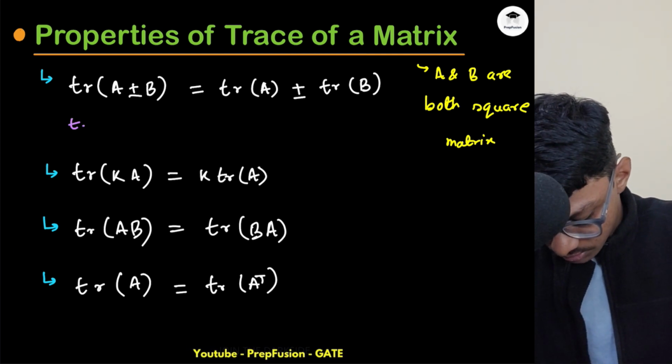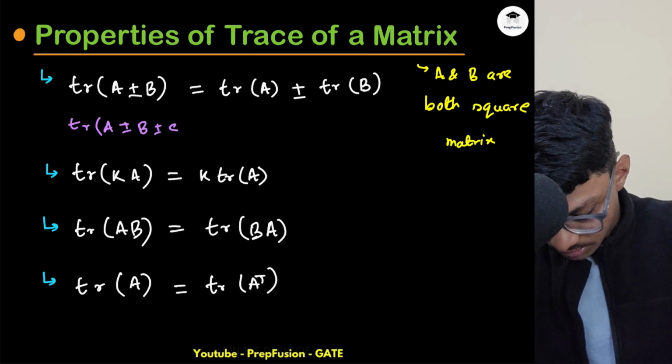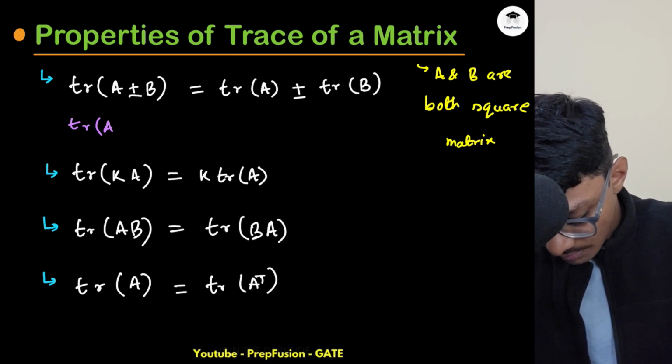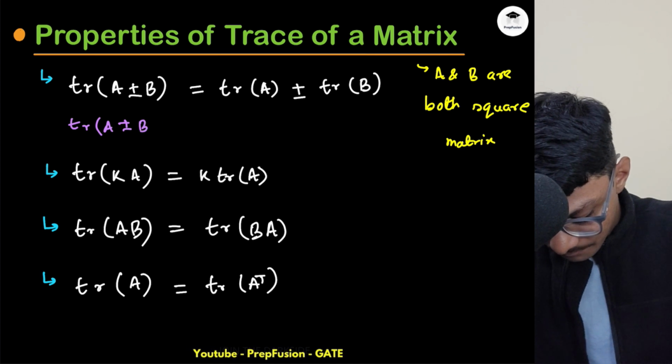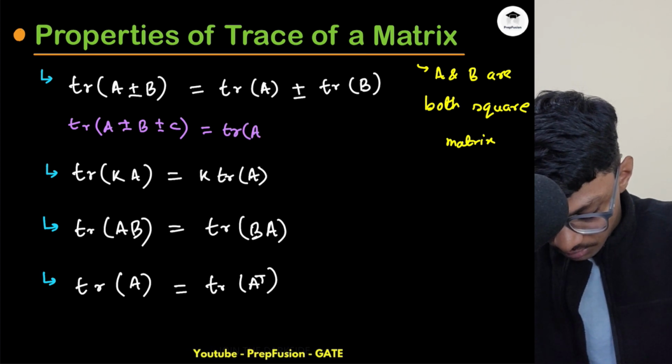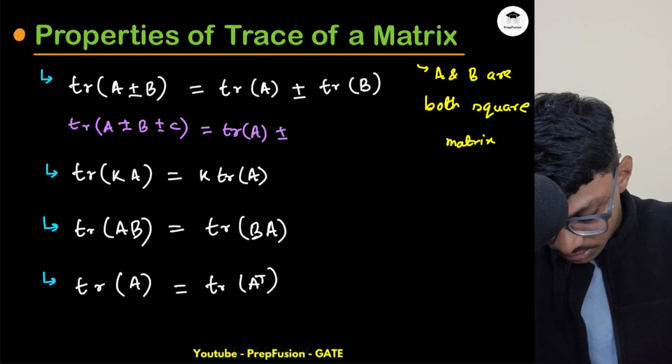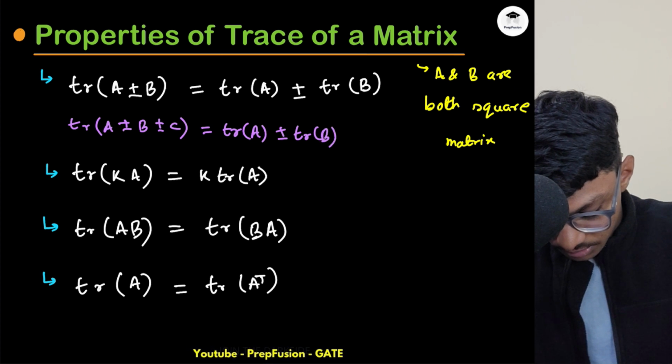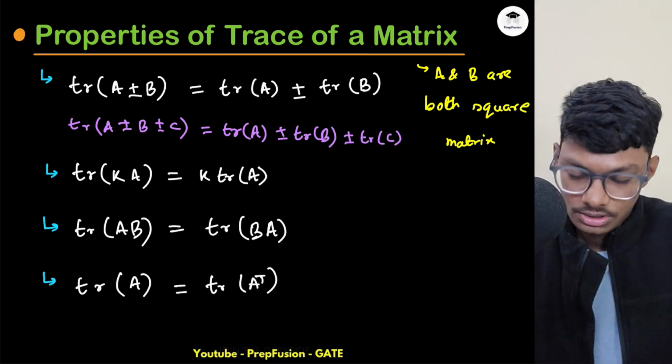So trace of A plus minus B plus minus C equals trace of A plus minus trace of B plus minus trace of C. Okay, so this is one case.